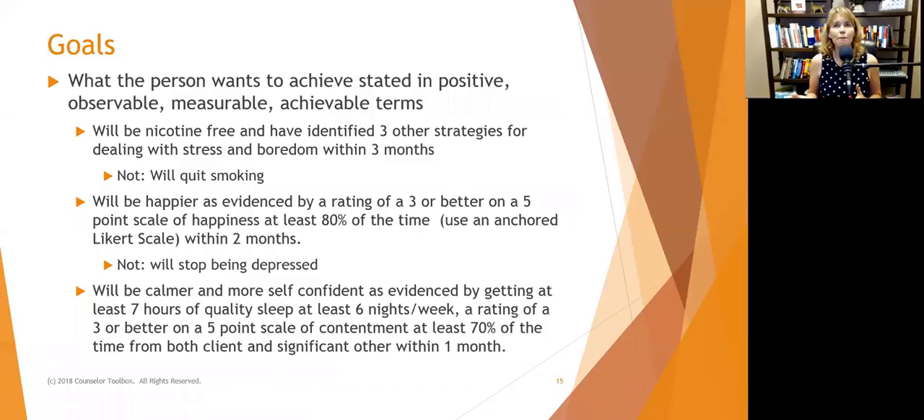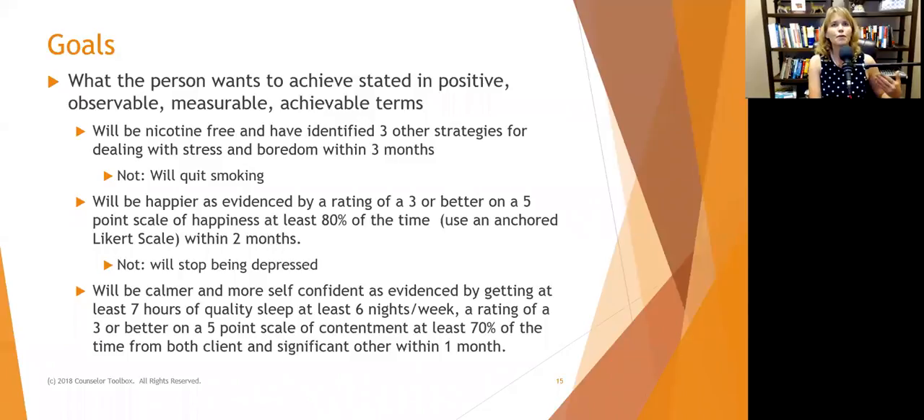The person will be happier, as evidenced by a rating of 3 or better on a 5-point scale of happiness at least 80% of the time within 2 months. Okay, so that's a lot of stuff. A 3 or better, that's measurable. Now, yes, it's a Likert scale. There's some variability. The person ranks their happiness each day, but the same person is ranking themselves, so you should have some reliability. And it says within 2 months. That gives us a period of time, an actionable window.